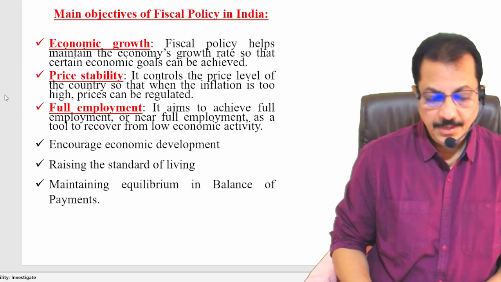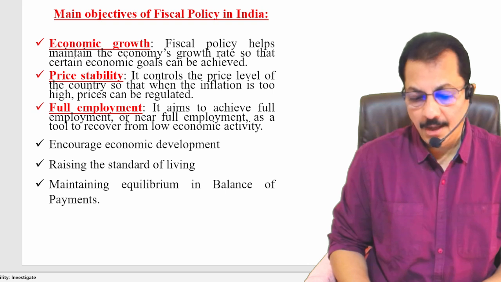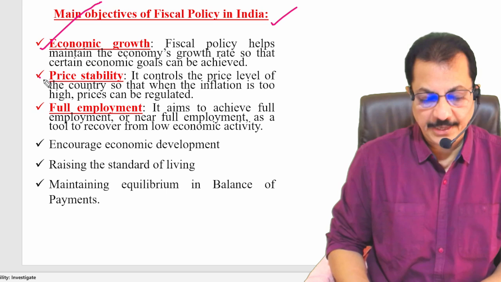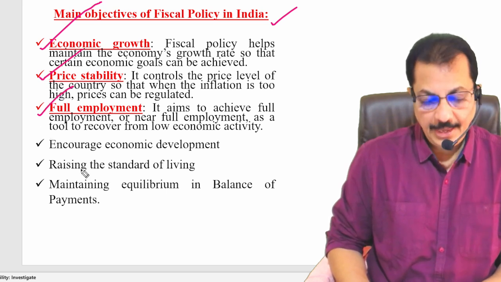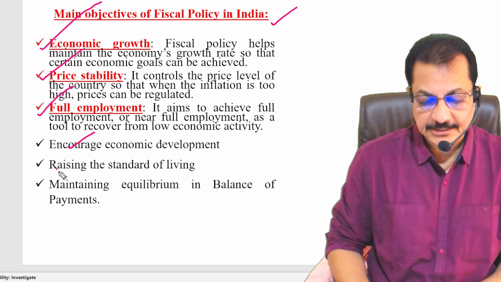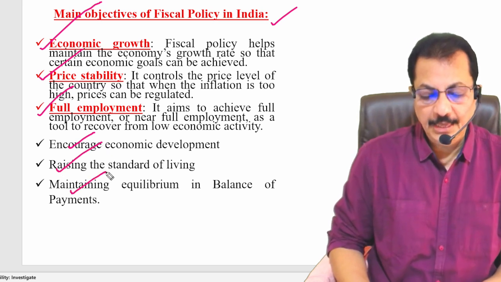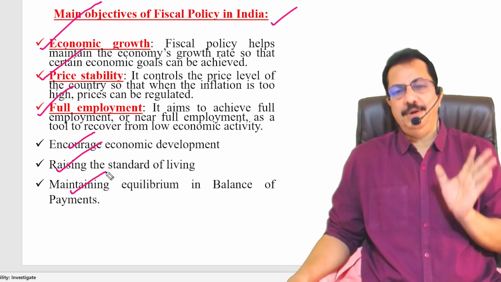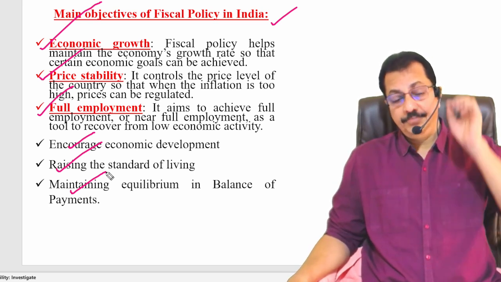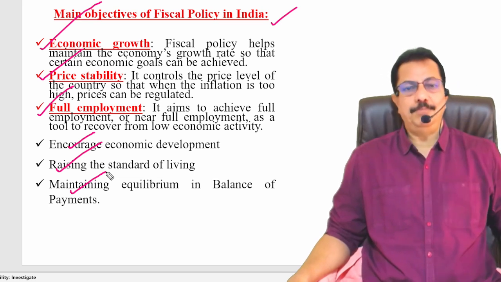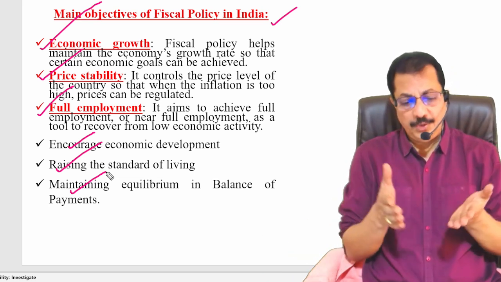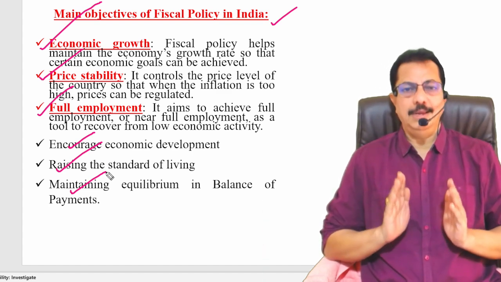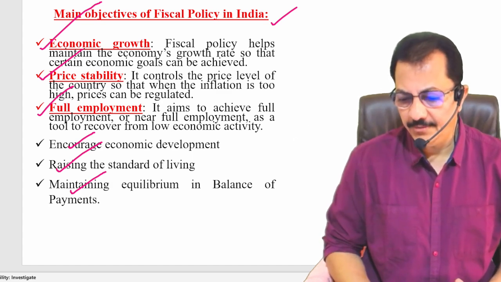There is no doubt. Similarly, when it comes to the main objectives of the fiscal policy in India: number 1, economic growth; number 2, price stability; number 3, full employment; encouraging economic development, raising the standard of living. Next is maintaining the equilibrium in the balance of payments. You know the meaning of each and every word here. So these are all the main objectives of the fiscal policy in India. I don't have to explain each term, because you already know the meaning of each term very clearly. Very, very important one.